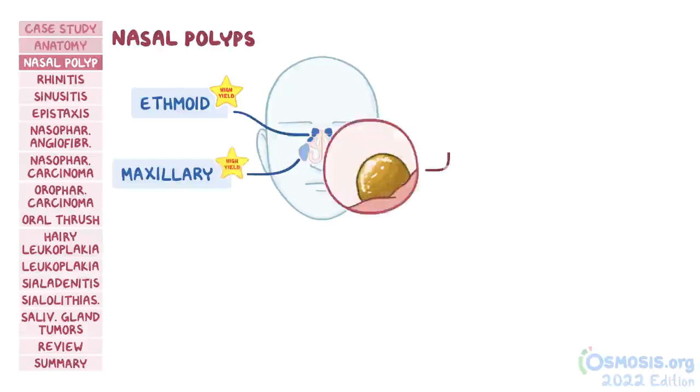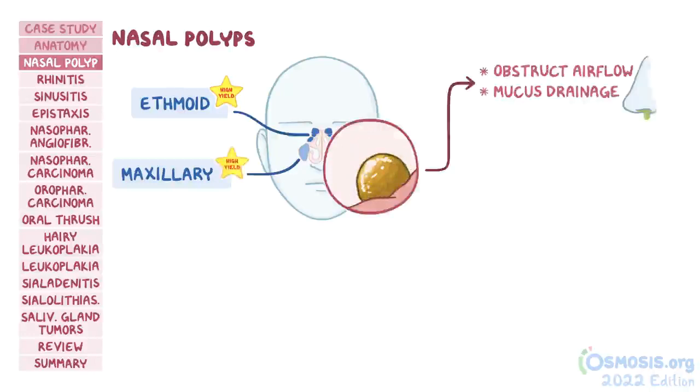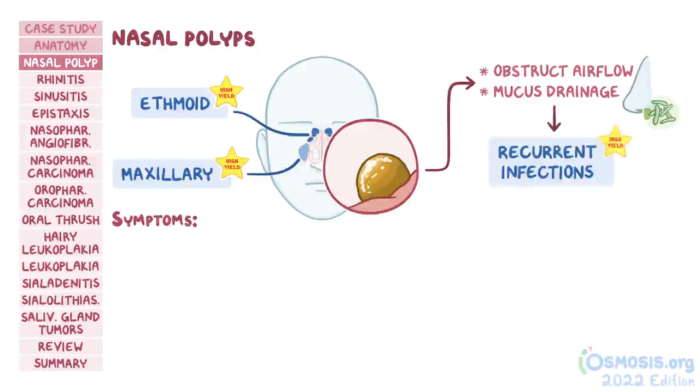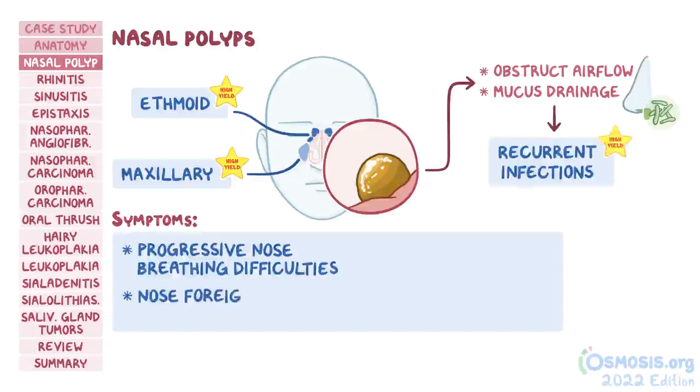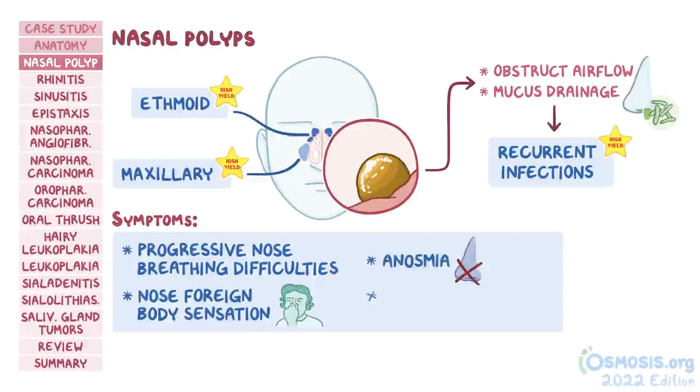As polyps enlarge, they often obstruct the airflow as well as the mucus drainage, allowing pathogens to linger in the sinuses and cause recurrent infections. For symptoms, know that this leads to progressive nose breathing difficulties, nose foreign body sensation, the loss of the sense of smell, or anosmia, and bouts of fevers and headaches due to infections.